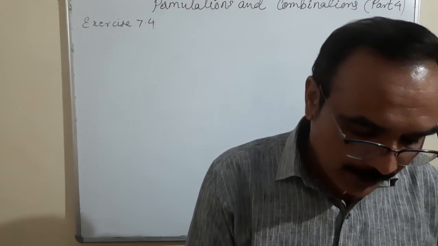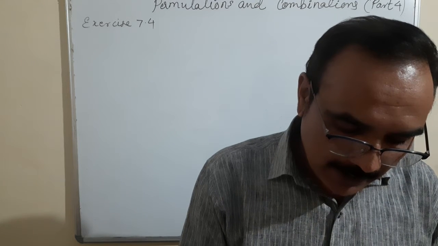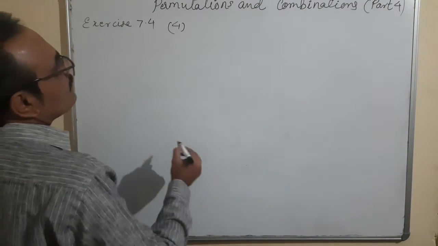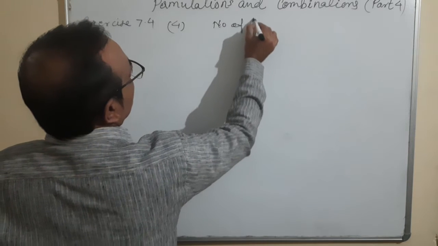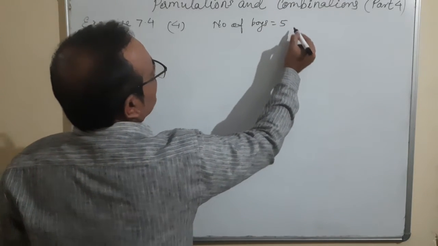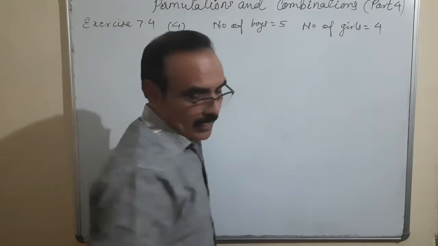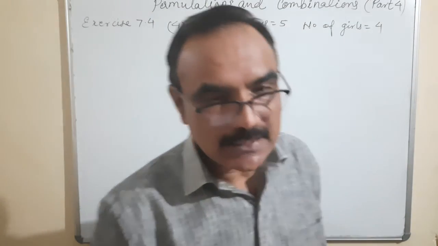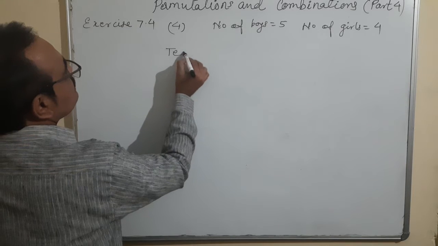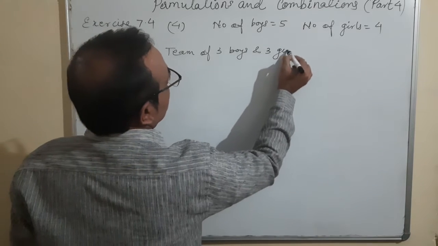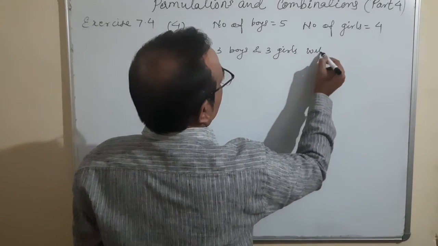Question number 4. In how many ways can a team of 3 boys and 3 girls be selected from 5 boys and 4 girls? Number of boys is 5. Number of girls is 4. How many ways can a team of 3 boys and 3 girls be selected?